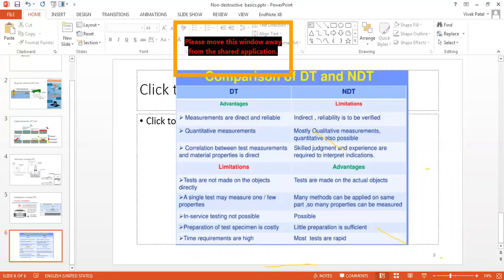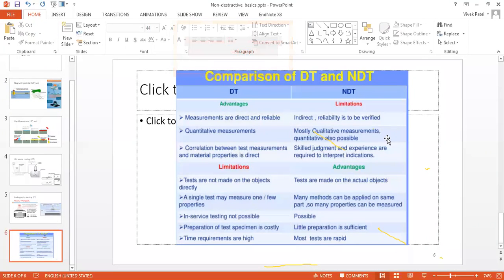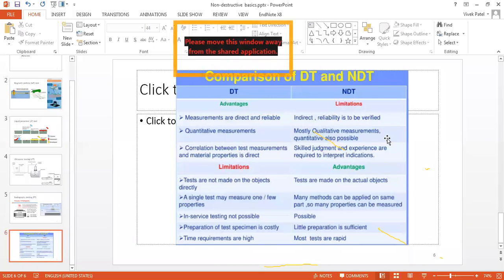Here is what I have listed. You can go through the advantages and limitations, but I will tell you the main difference between destructive testing and non-destructive testing. In destructive testing, after testing, you cannot reuse the component, right? Because it will be a permanent failure. While in non-destructive testing, there is no disturbance to the final product. So NDT you can use basically on the field.